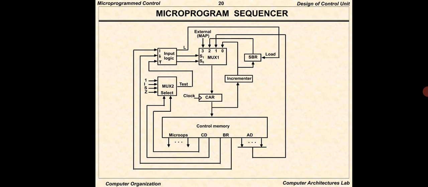Based upon this one, it generates the load output, and it is going to generate the two status pins S1 and S0. This S1 and S0 are given to the mux1. This mux1 is used to generate the sequencer. What type of sequencing are we doing? If it is 00, it is an inline sequencer. If it is 01, it is a branch or call sequencer. If it is 10, it is a return from the subroutine program. If it is 11, it is your external mapping.